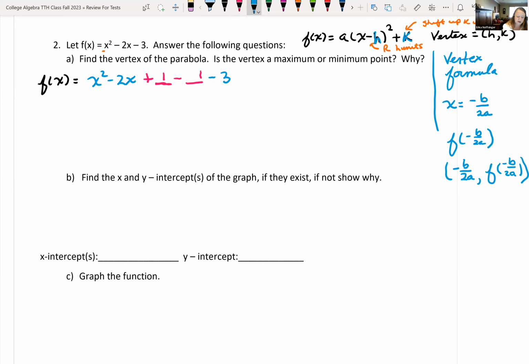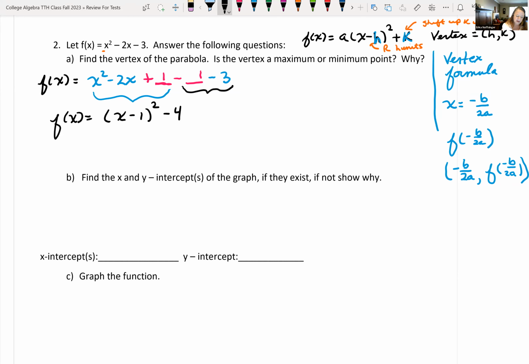And so these first 3 terms are a perfect square. So we have f of x is equal to the perfect square here. It was negative 1 that we multiply to give us back positive 1 and add together to give us back negative 2. So we get x minus 1 quantity squared. And then outside of that, we have negative 1 minus 3, which is minus 4.